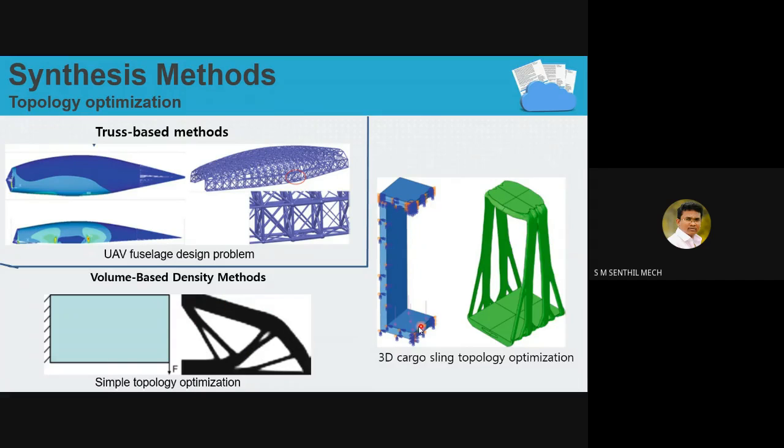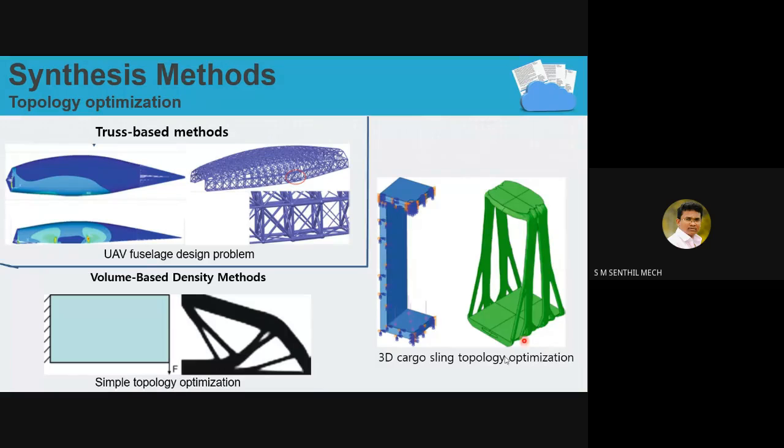Some of the volume-based methods are shown here. This is a cargo sling, which is used to transfer cargo. You can see this is one of the designs, and you can see the topology optimization variations in it. Based on the design and the deflections that occur, these software packages offer different modified designs that use less material, ultimately giving you an advantage compared to the conventional process.